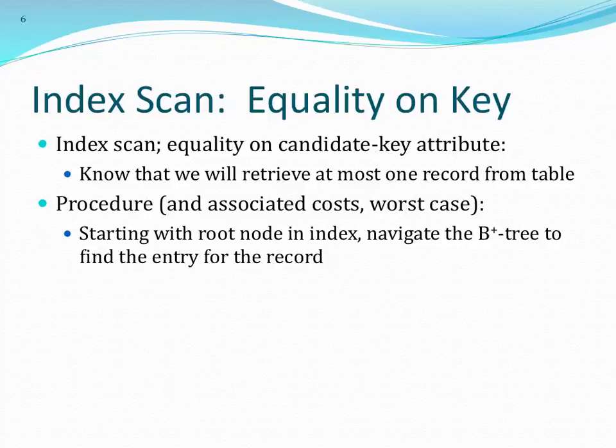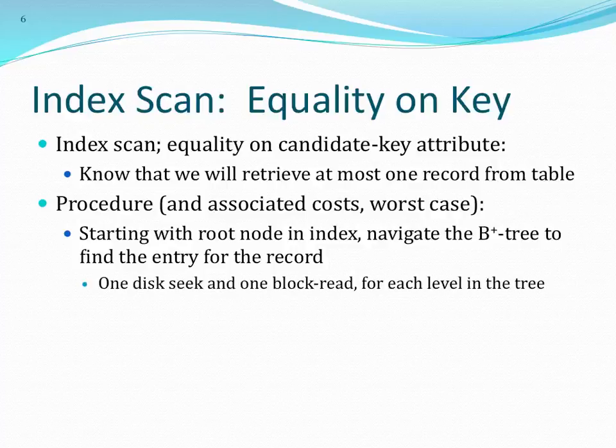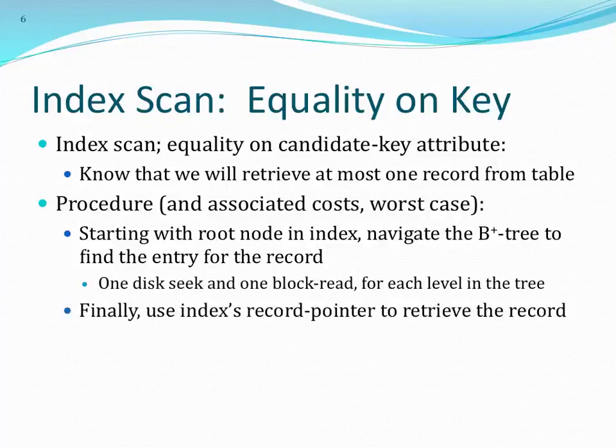So starting with the root node, we navigate the B-tree to find the entry for the record. Like it says here, one disk seek and one block read for each level in the tree. That's worst case. If we're using our index heavily, a lot of those higher level inner nodes are going to be in the buffer manager already, so we probably won't actually hit the disk for those things. But once we finally navigate down to the leaf node, then we have to use the record pointer to go into the table file. So you have another block load and another read of the value. So that may be another disk seek as well.